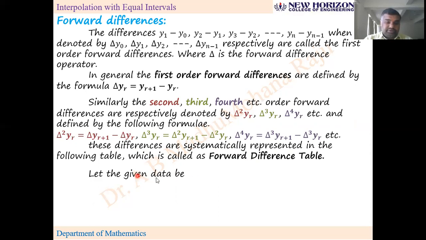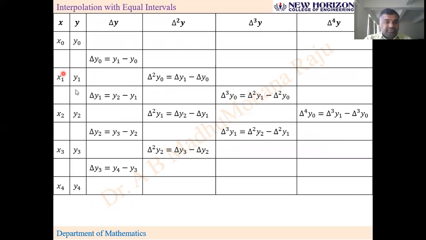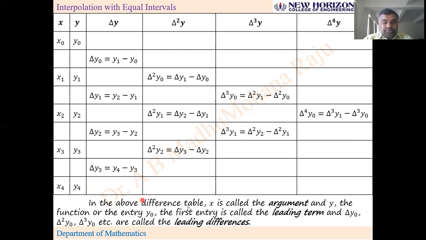This I am showing in a tabular form. Let the given data be this data, and then the forward difference table will look like this: x column, y column, first order differences, second order differences, third order differences, fourth order differences. It will go continuously, depending on how many values of x and y there are. In the above difference table, x is called the argument and y is the function. The first entry is called the leading term, and delta y0, delta square y0, delta cube y0 are called the forward differences.